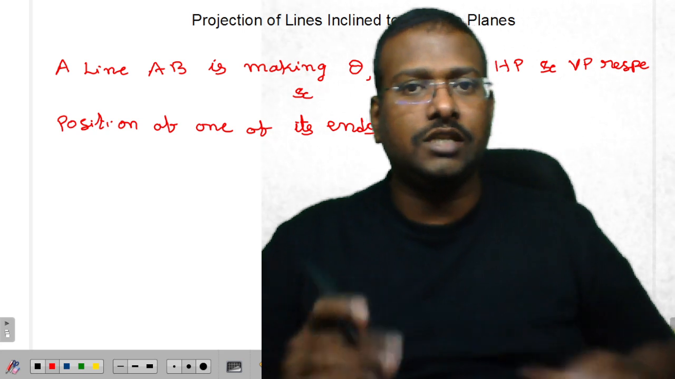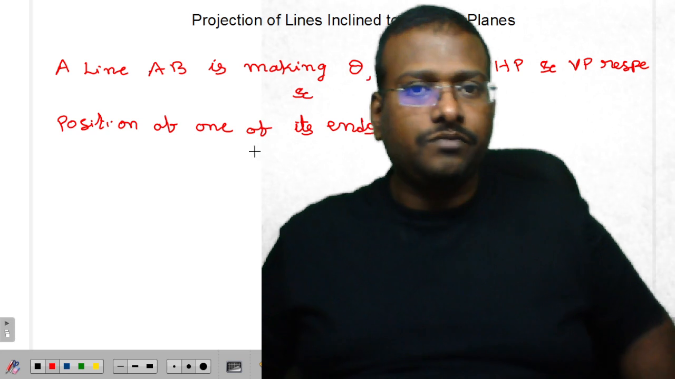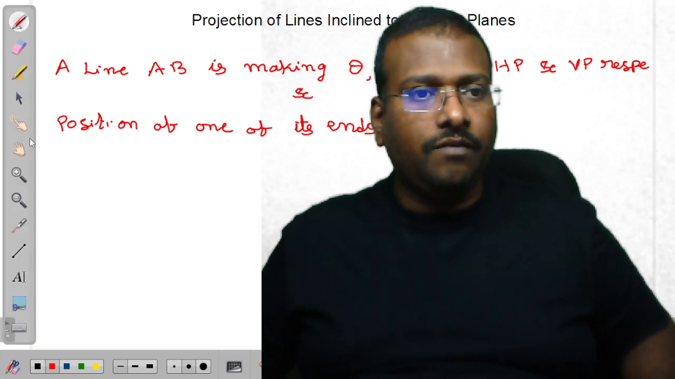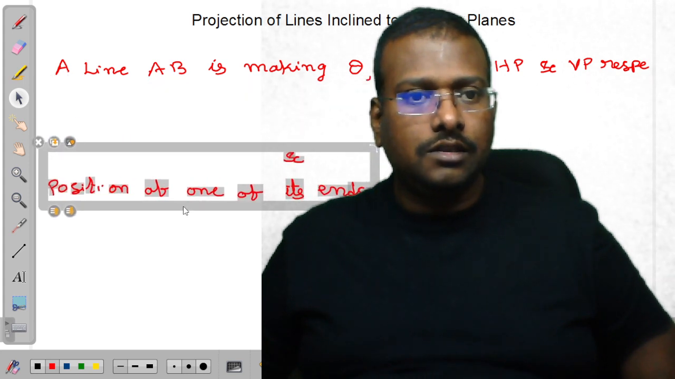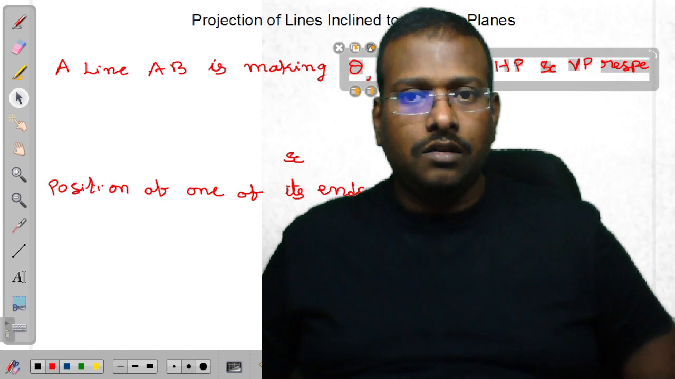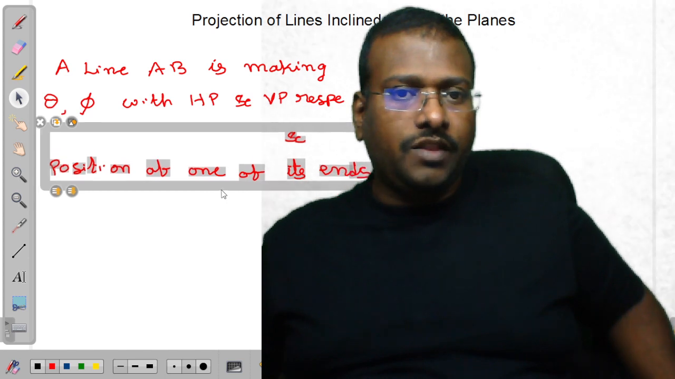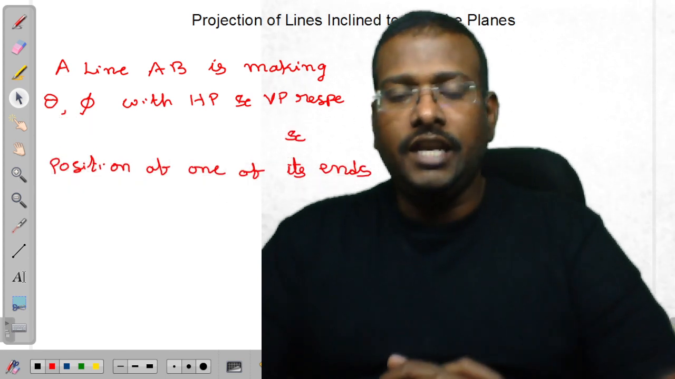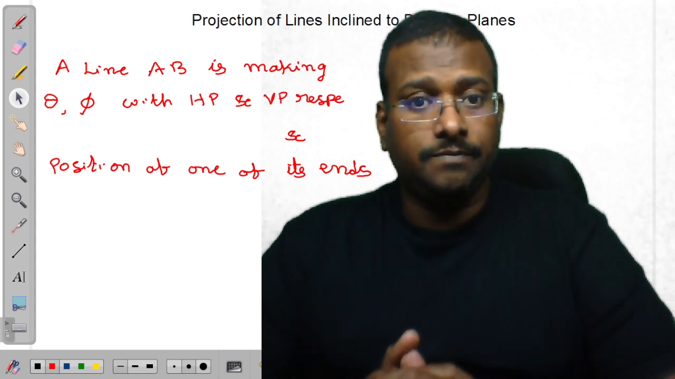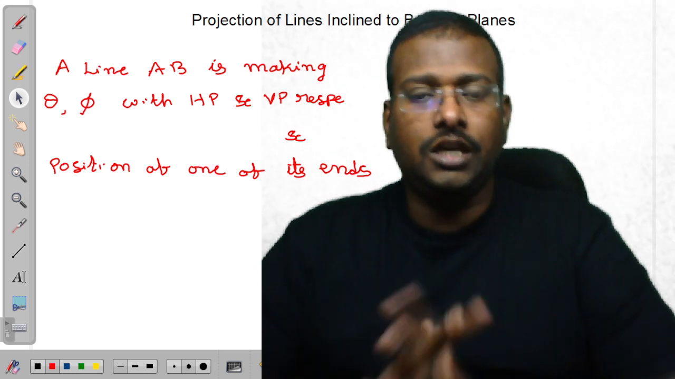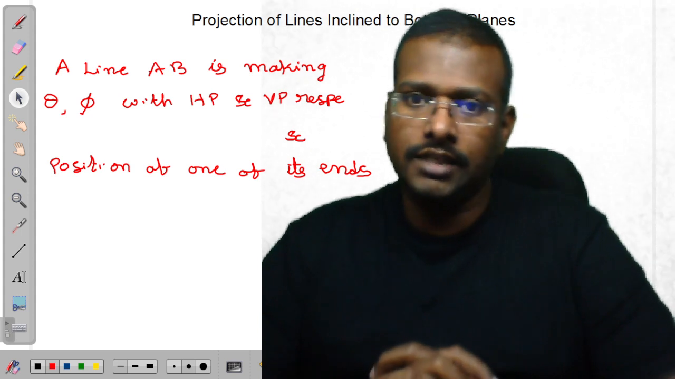So what are the data given? A line AB is making an angle of theta comma phi with, let us consider for your clarity, I am going to draw like this. So a line AB is making an angle of theta comma phi with HP and VP respectively. Along with these, they will give one end position of the line. So let us consider end A position is given.